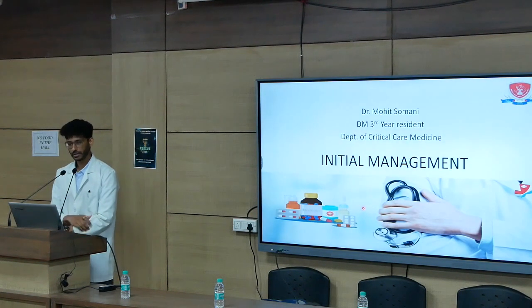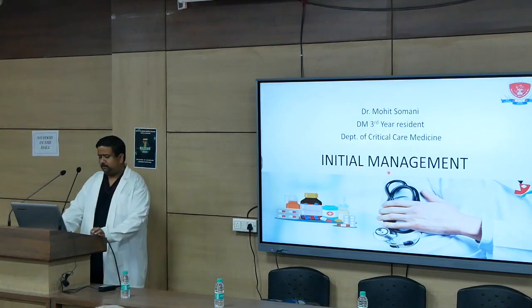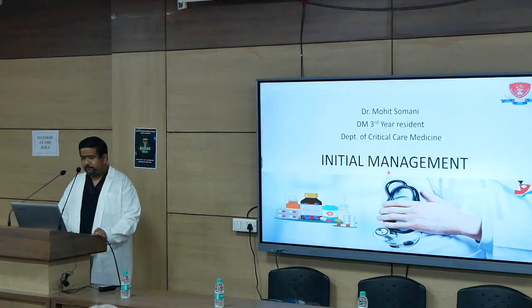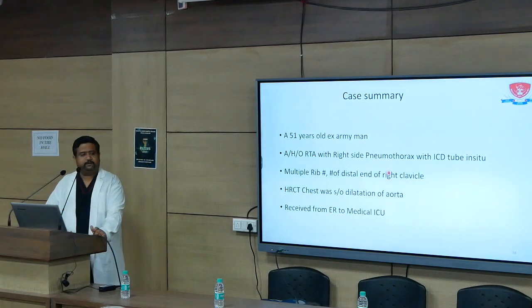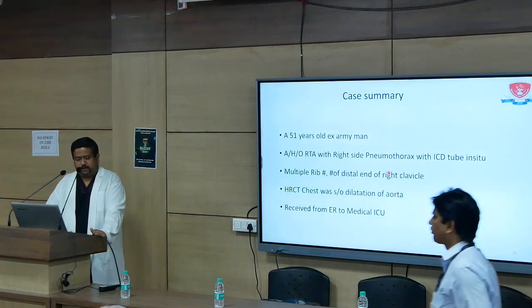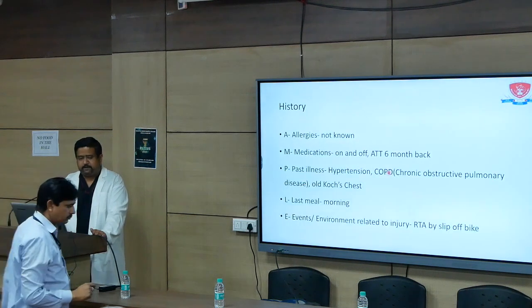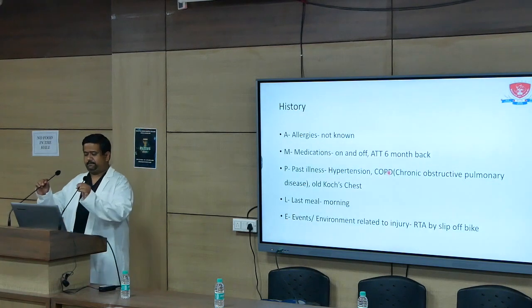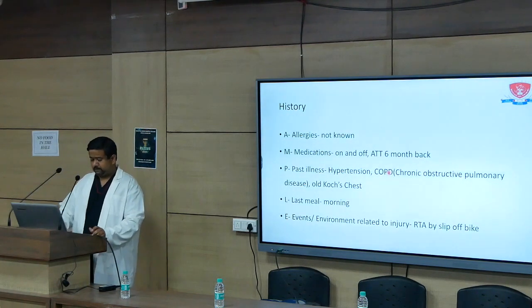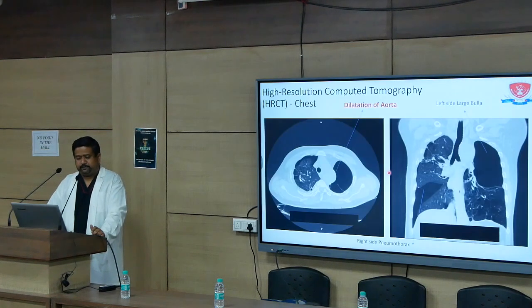Now further, the ICU management will be explained by Dr. Mohit sir. Thank you. The patient was received from ER in ICU. A 51-year-old ex-army man with a history of RTA with right side pneumothorax with ICD tube insertion on the right side, with multiple rib fractures and fracture of the distal end of the right clavicle. A brief history and physical examination from head to toe was done in ICU.